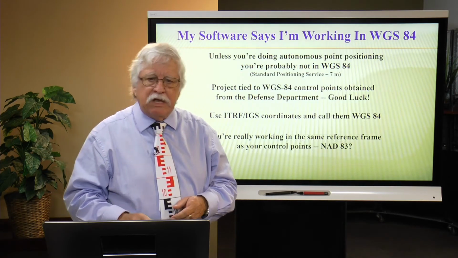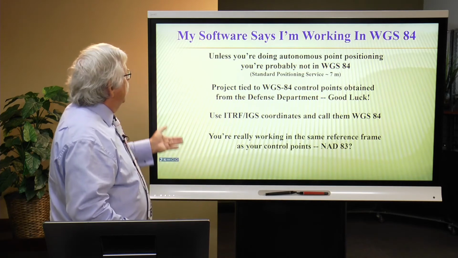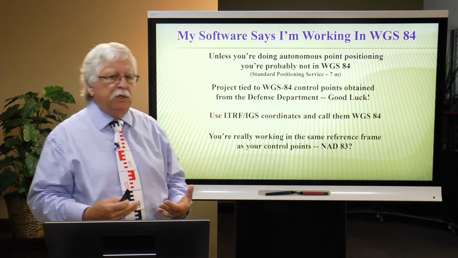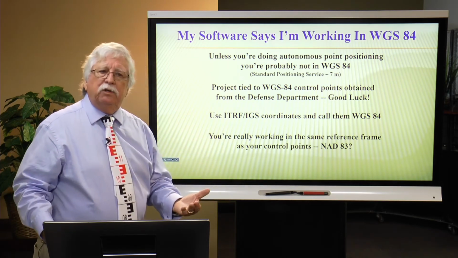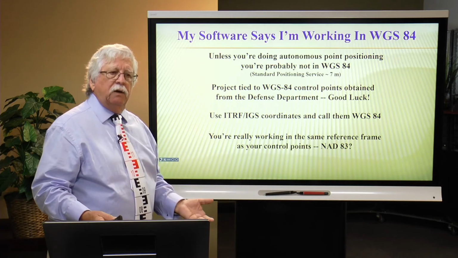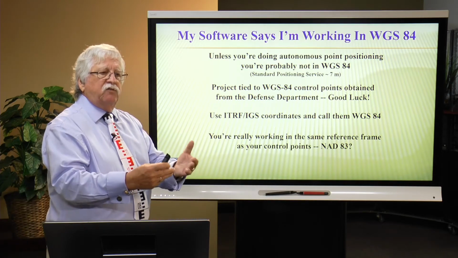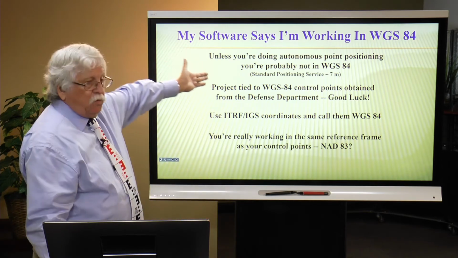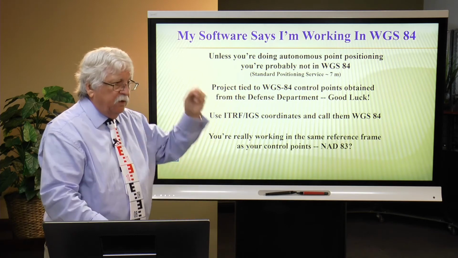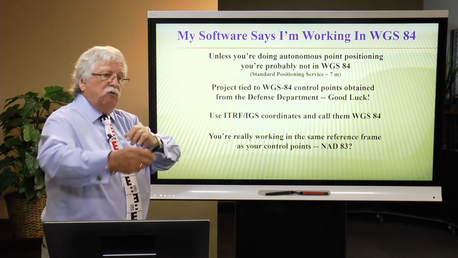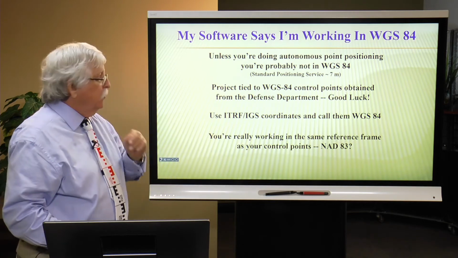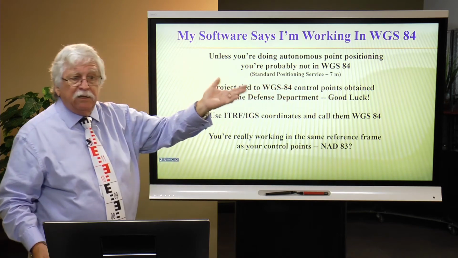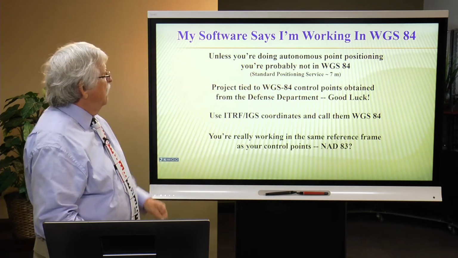So this is kind of the bottom line. My software, what's coming out of my computer when I'm positioning, says I'm working in WGS84 because the overwhelming majority of GNSS manufacturers, when they generate their software, say all the coordinates are in WGS84. Well, unless you are doing autonomous positioning, that is, you set up your receiver, you're getting information just from the satellites, you're not getting other information from ground control stations, then you're going to be at the standard positioning service, which at the 95% confidence level, could be upwards of 7 meters.